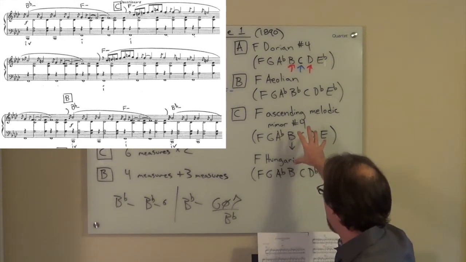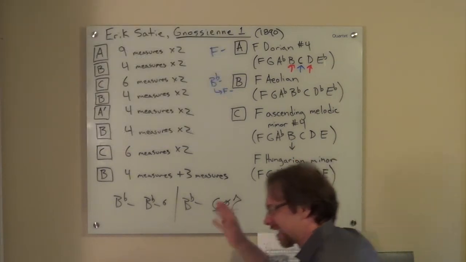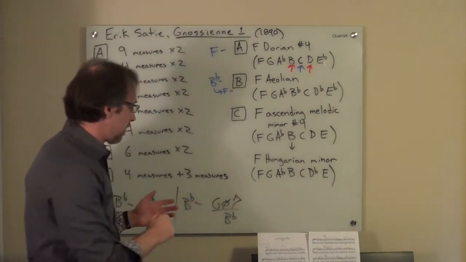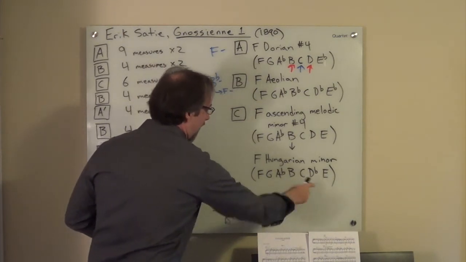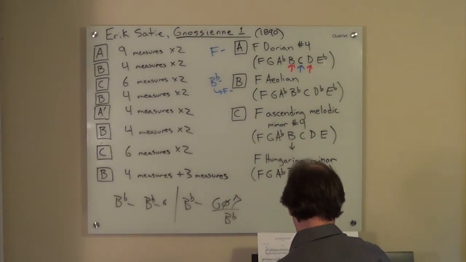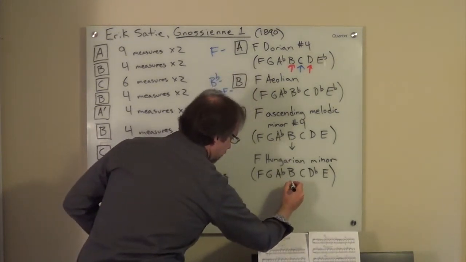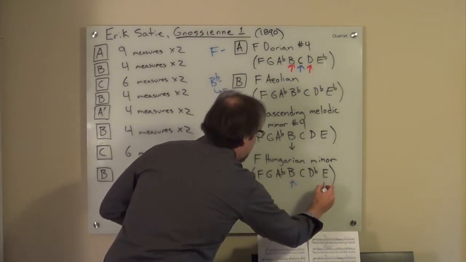What's interesting is that as he descends the scale, descends from that opening figure, he ends up using something that's somewhat reminiscent of the Hungarian minor. So Hungarian minor would be F, G, A flat, B, C, D flat, E. Would sound like this. So the really interesting notes would be that you have a B natural and an E natural.